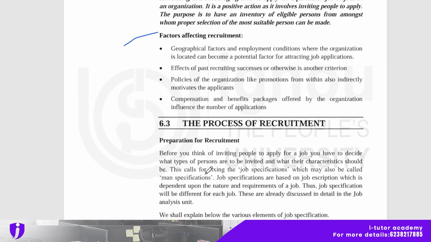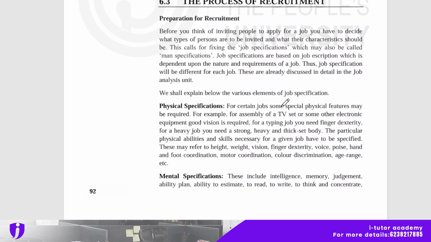First of all, there are geographical factors, and the employment condition where the organization is located can become a potential factor for attracting job applications. Effects of past recruiting success or otherwise is another criterion. And policies of the organization like promotion from within also indirectly motivate the applicants. Compensation and benefit packages offered by the organization influence the number of applications. And next is the process of recruitment.